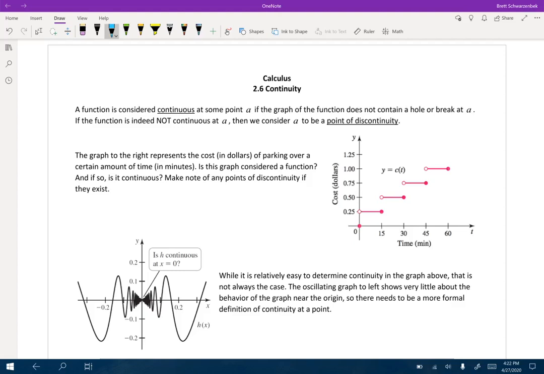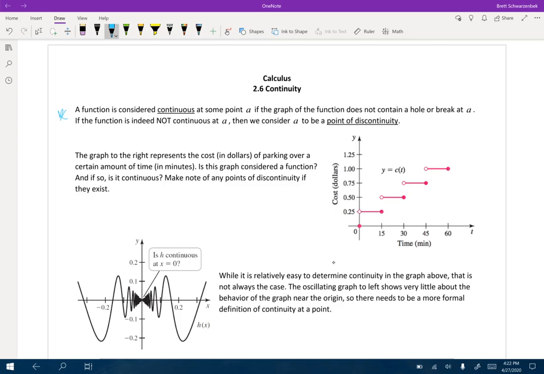Those are the 2-6 notes for calculus 1. Let's start with the definition here. A function is considered continuous at some point A if the graph of the function does not contain a hole or break at A. Okay, so that is an important definition that we're going to be utilizing.